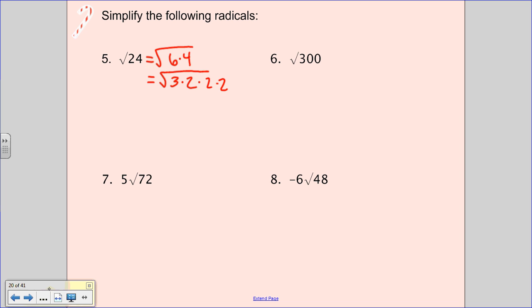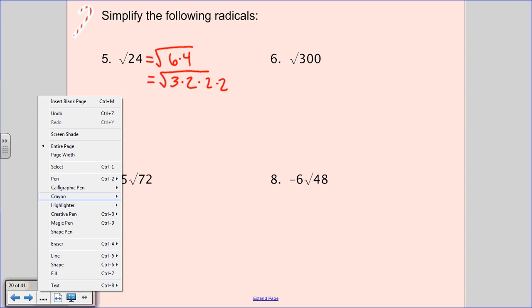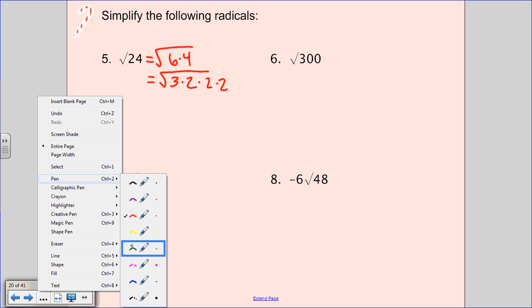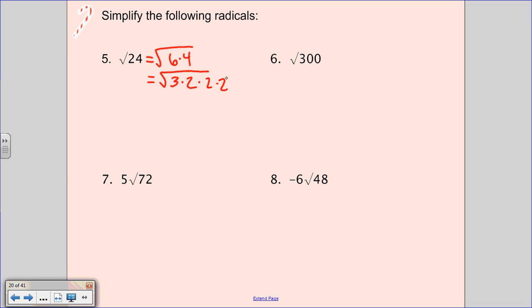Now I have a pair of twins. You only circle the twins. You can't circle more than 2. So I can only circle two 2s. I can't do anything with the rest.